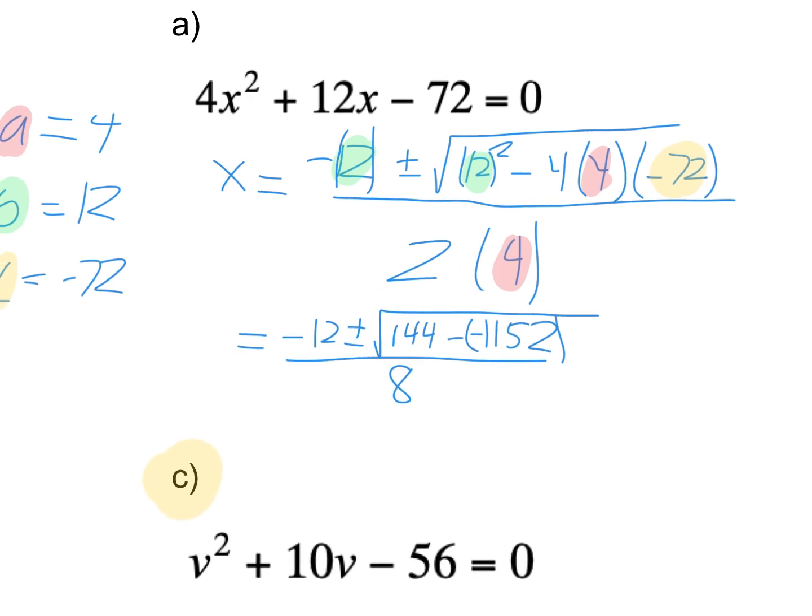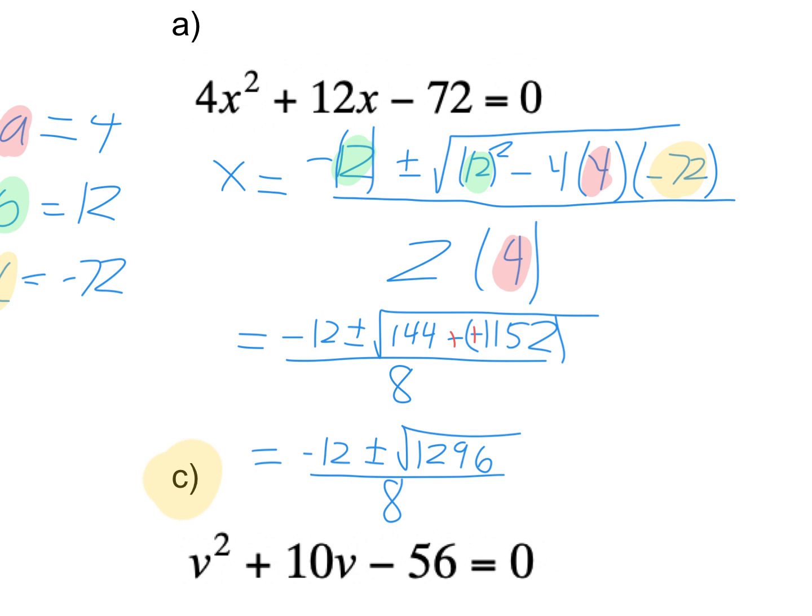Okay, so I want to simplify that square root a little more. So we have negative 12 plus or minus the square root. So this would turn into a 144 plus positive 1,152. So you can use your calculator and plug in 144 plus 1,152, and you should get 1,296. And this is still divided by 8.